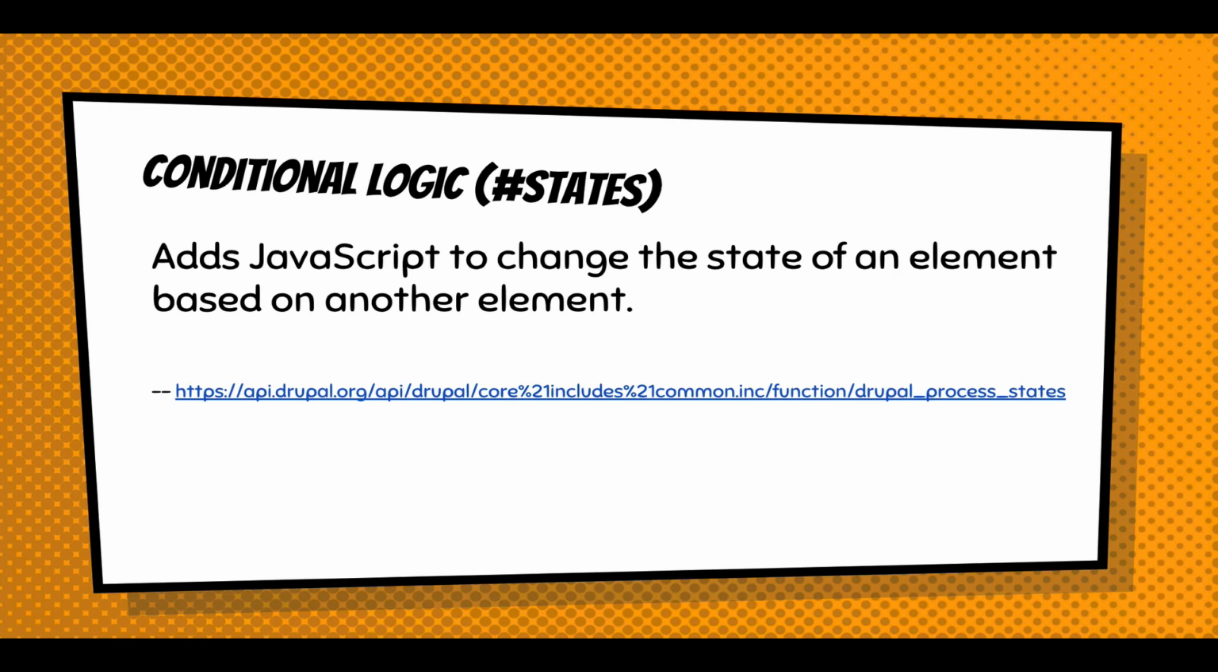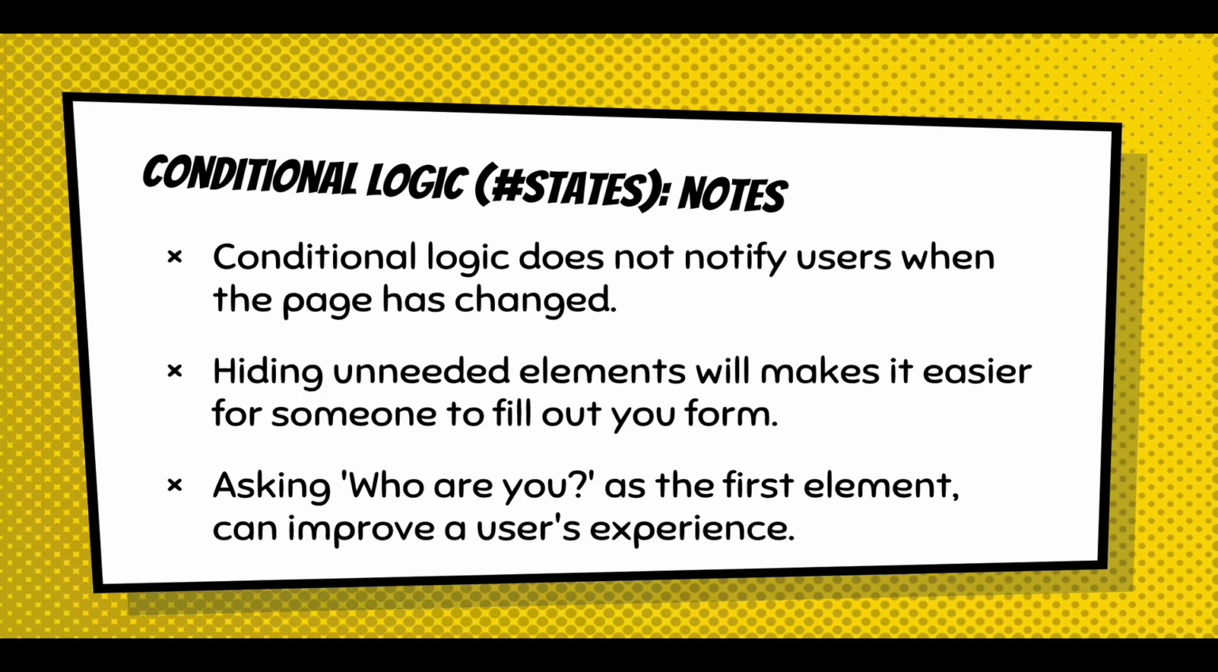It adds JavaScript to change the state of an element based on another element. It's like hide show logic. If you check off this box, you might want to show some additional fields. The select other element is an example of states where you have a select menu and you select other, and that changes the state of this hidden text field that slides out and says, would you like to enter other information? And this is an interesting one, and I should mark this to be determined.